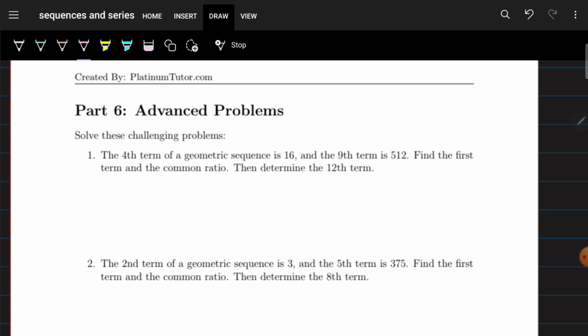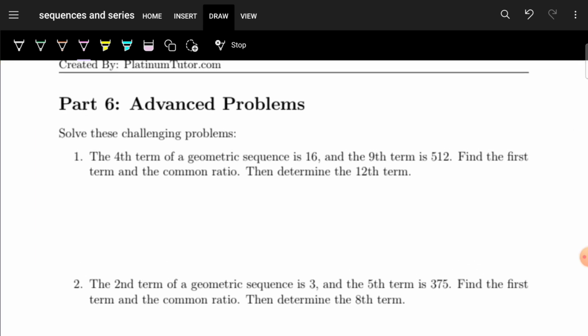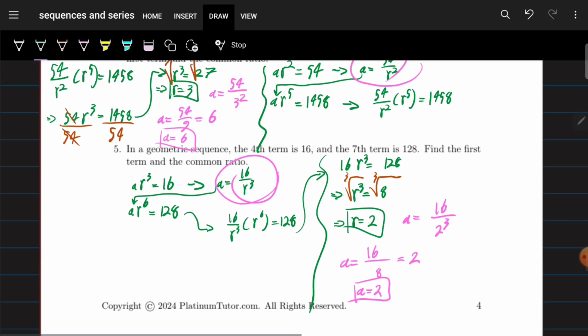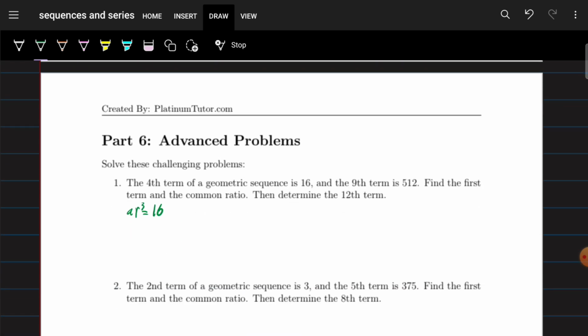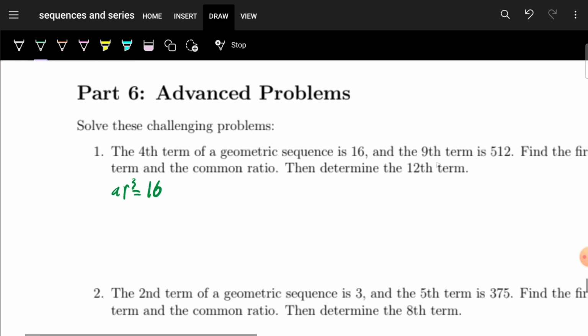Okay, so the beginning of this problem is going to be the same as the word problems we did above. The fourth term is 16, so that means ar cubed is 16. Yeah, it was also 16 in the previous problem. But this time we're talking about the ninth term instead of the seventh term. And the ninth term, ar to the 8, is equal to 512.